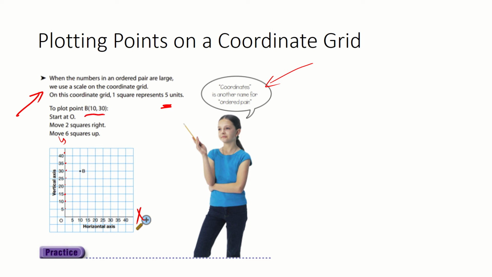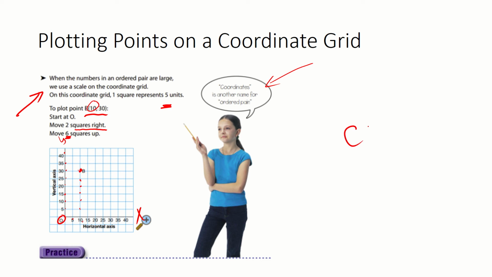So if I want to put B here, I'm going to start at O, and I want to go 10 and 30. So what I'm going to do is go 1, 2 spots to the right. You're probably going, Mr. S, but that's 2. No, in this case, it's 10, because each square is 5. So we move 2 to the right because we have the number 10 here. Now we're going to go 6 up because we're counting by 5s and we need to go to 30. So 1, 2, 3, 4, 5, 6. And we're going to get B right there.